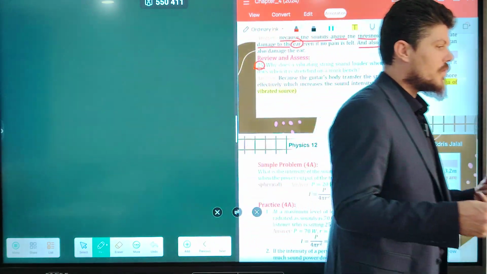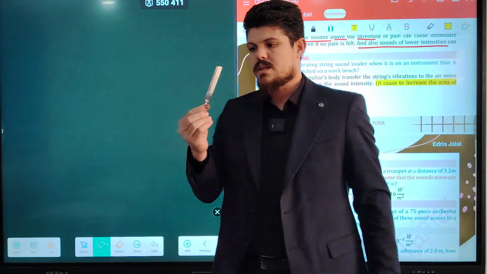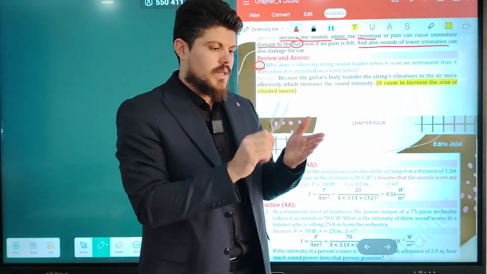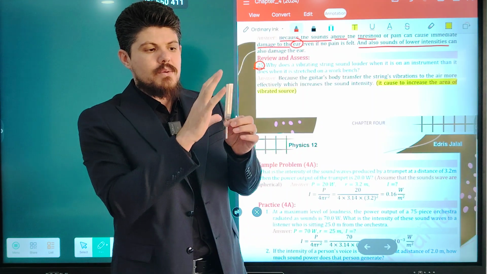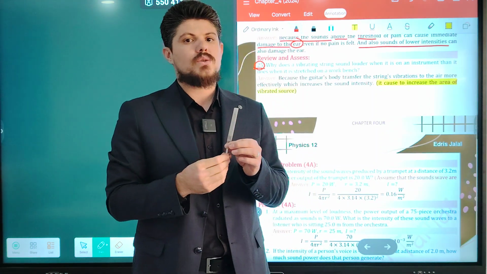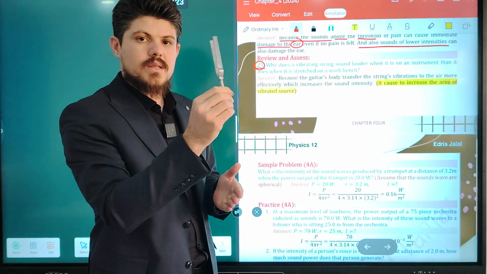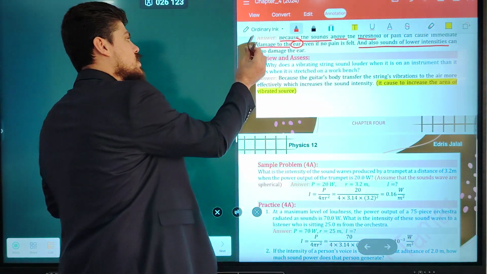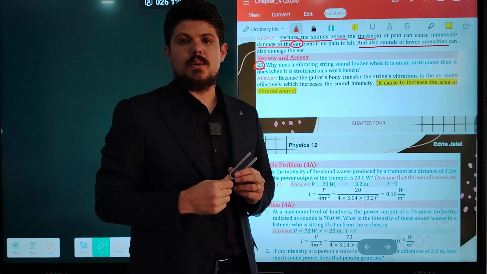For example, now I'm going to bring tuning forks. Guys, look at this tuning fork. If I strike the tuning fork, sound is produced, but we cannot hear it. Why? Because its vibrating area is too small. How can we increase the vibrating area? For example, if we strike the tuning fork and touch it to the smartboard or the whiteboard, you can easily hear the sound. Why?